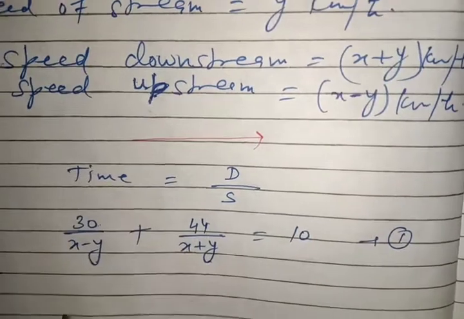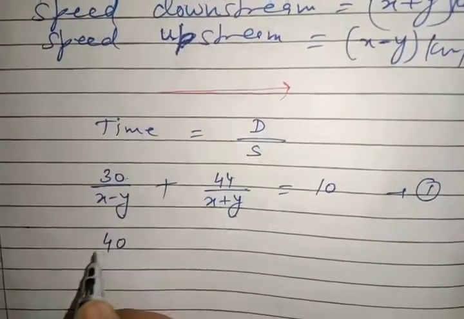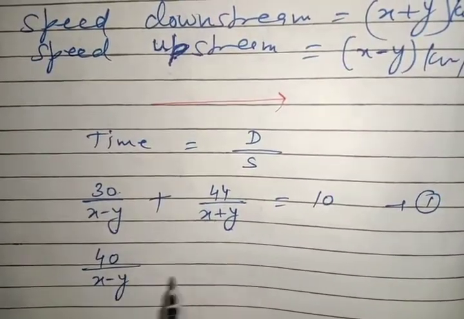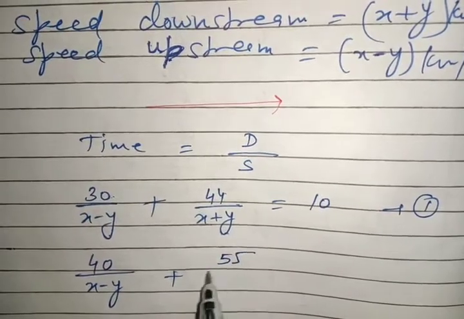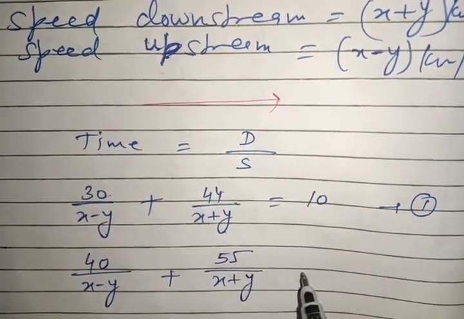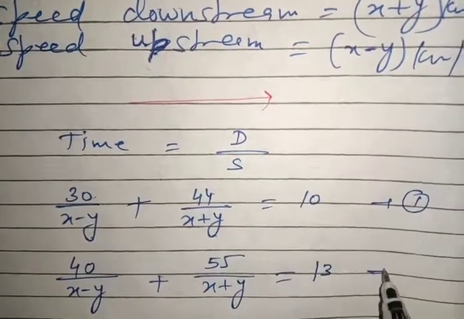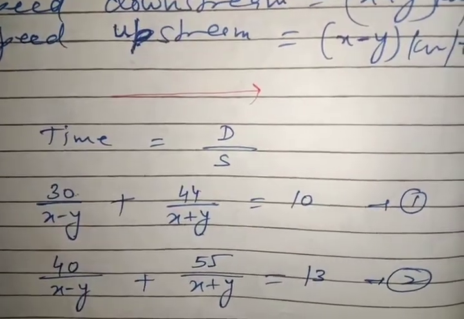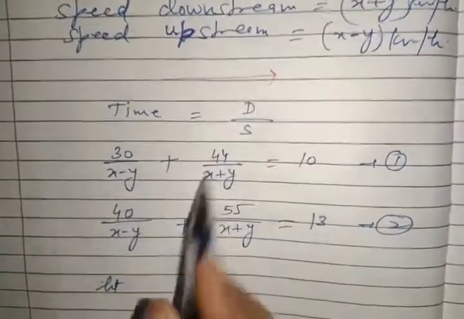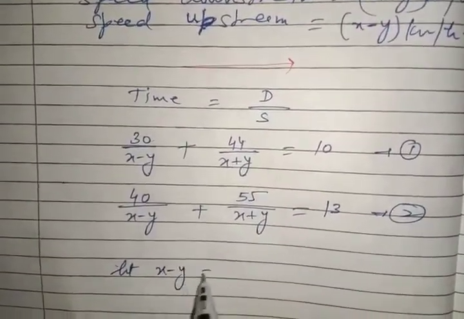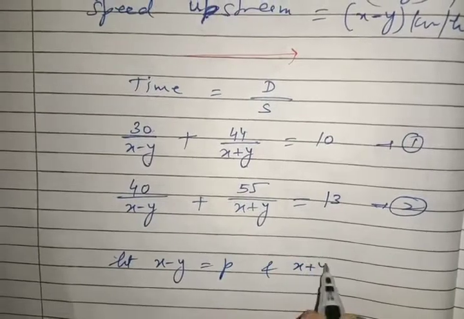Similarly, the next equation is 40 kilometer upstream and 55 kilometer downstream, and the total time taken is 13 hours. This is the second equation. Again you will suppose, because x and y are in the denominator, let 1 upon x minus y be equal to p and 1 upon x plus y be equal to q.